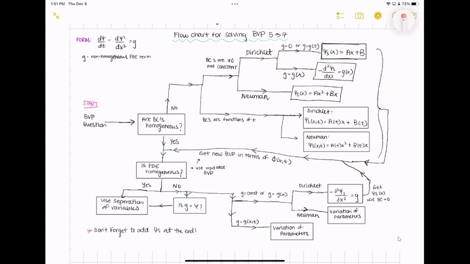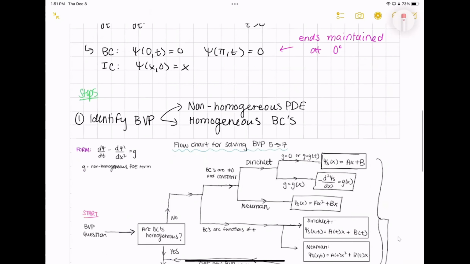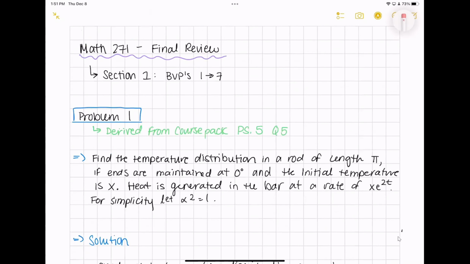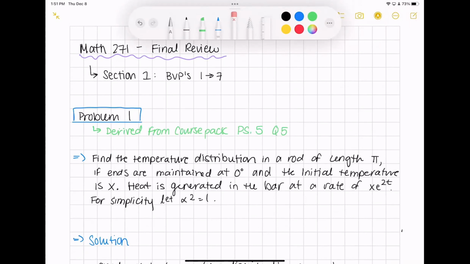And we're going to be using it to tackle our first problem here, which is derived from the course pack, problem set 5, question 5. So it's really similar to that problem. And it asks us to find the temperature distribution of a rod of length pi if the ends are maintained at 0 and the initial temperature is x.